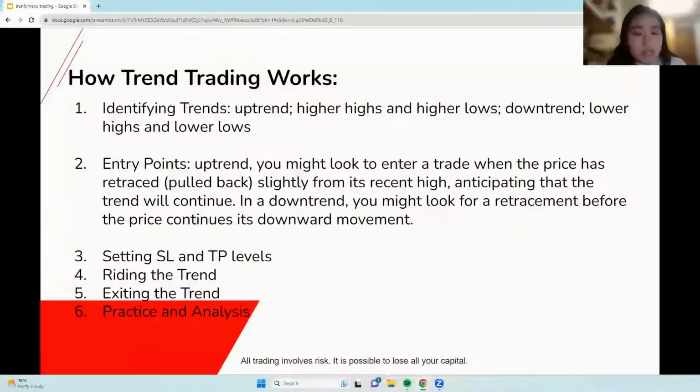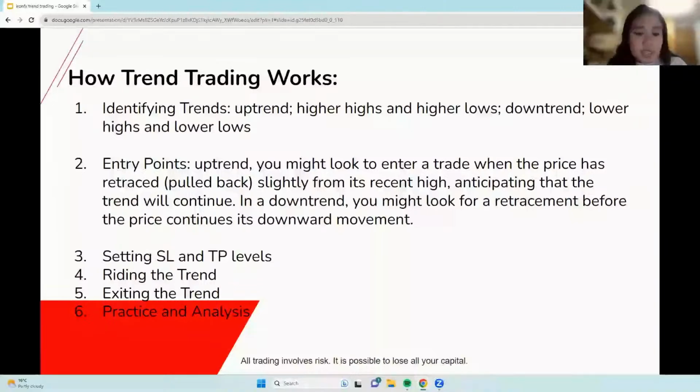Number 5, exit the trade. Eventually you can expect the trend to reverse or weaken. At this point, you might decide to exit the trade and take your profits, because it's important to note that trends will not last forever. So it's important to observe your trades, be vigilant and not get too greedy.